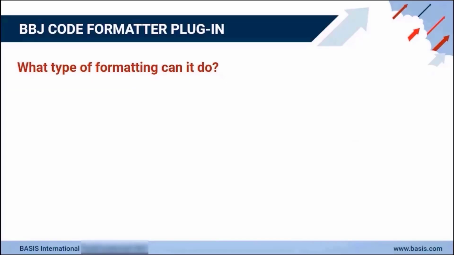What type of formatting can it do? Well, this is where we get down to the important part. BBJ Code Formatter lets you remove line numbers. For those of you who have been with BBJ for quite a while, you know that it's always come with a denum option to remove numbers from your code. And by that we refer to the BBJ line numbers. And you are able to do that from the BBJ Code Formatter plugin just as well.